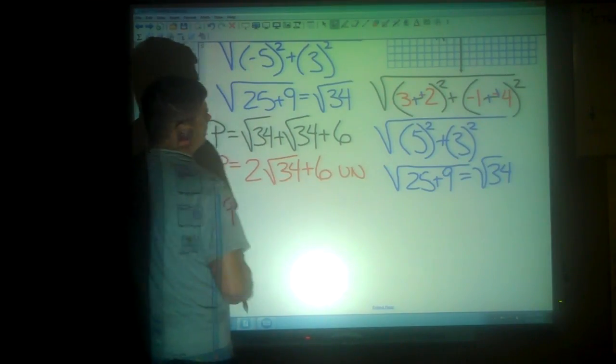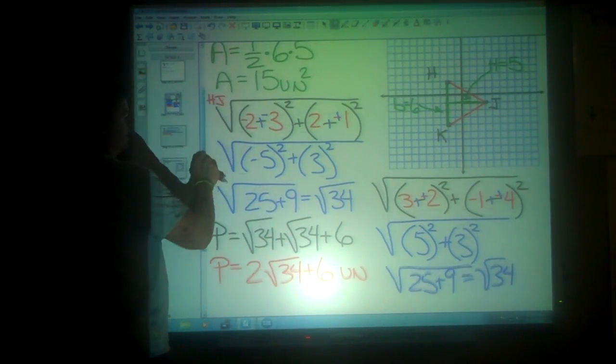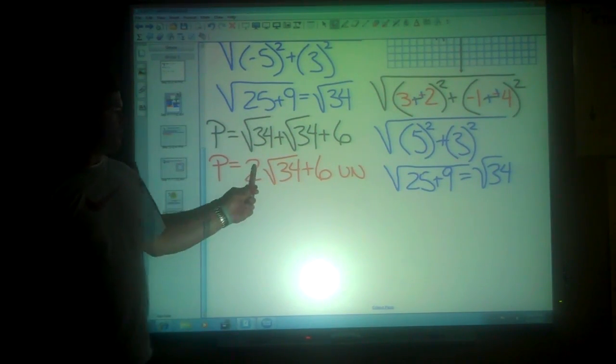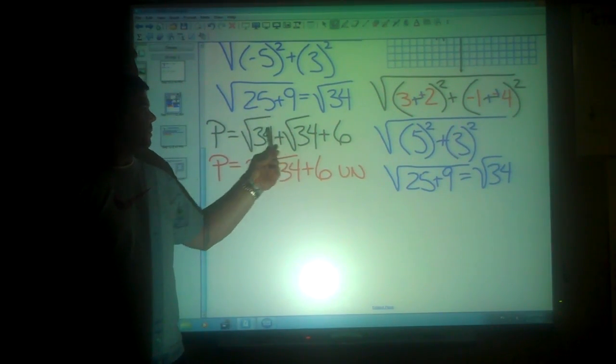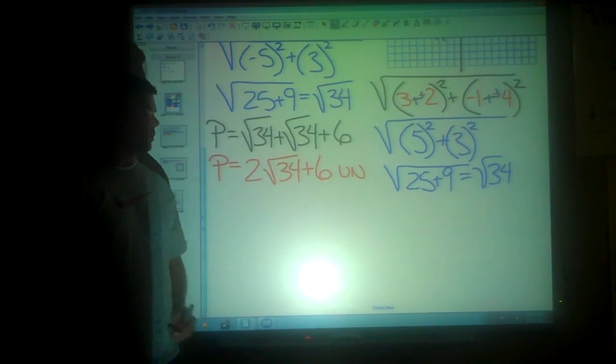And it's not squared because it's perimeter. These units are squared because it's area. So for the perimeter, the reason why it's 2 of them is that there are 2 of them being added together. If this was a 5 and that was a 5, you could say 2 5s, which would be 10. So 2 square roots of 34.